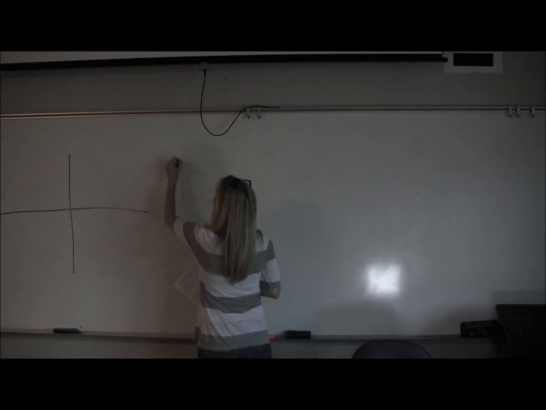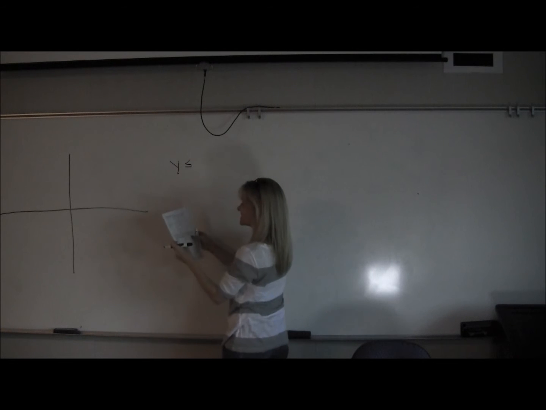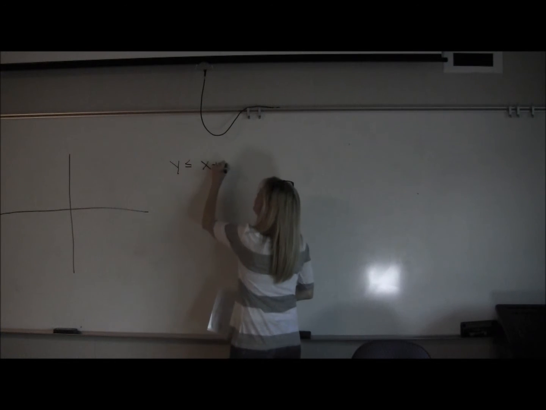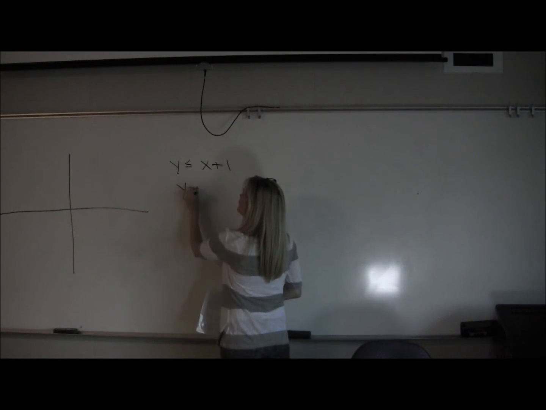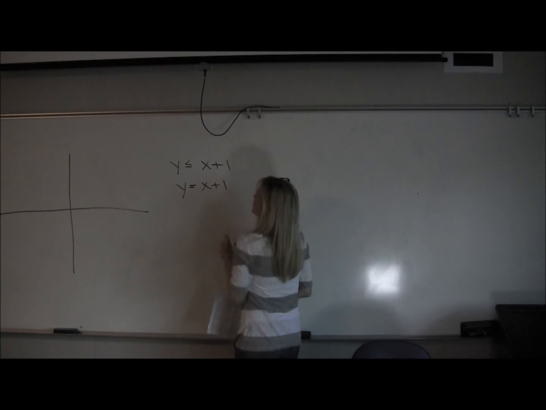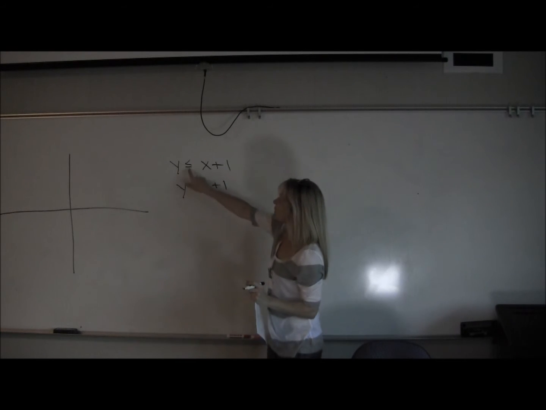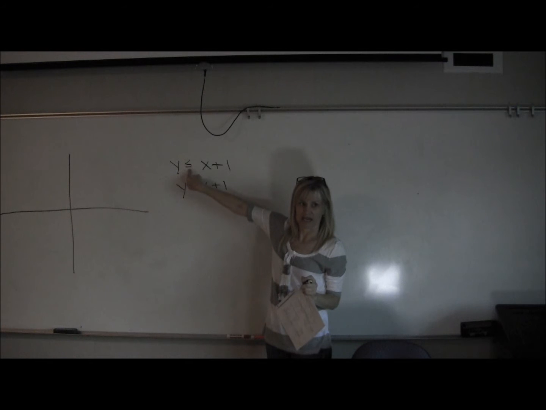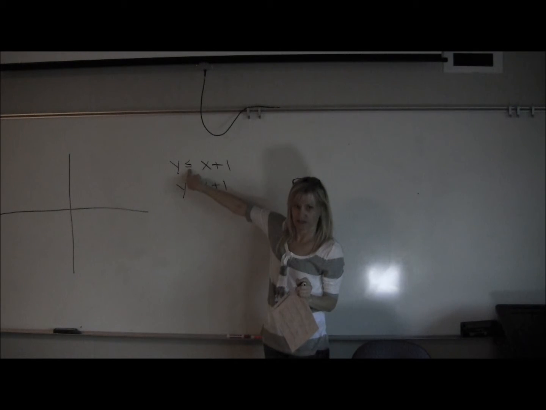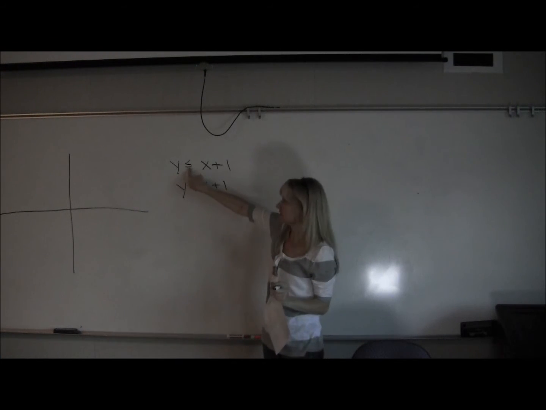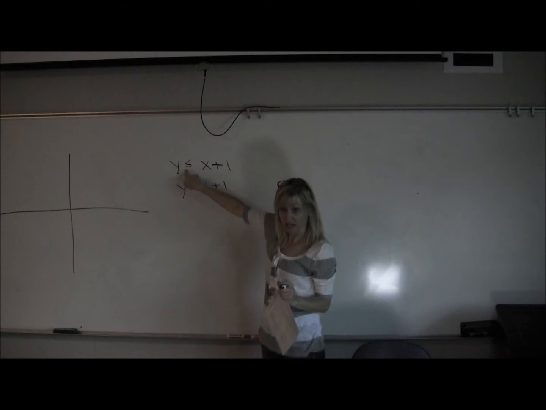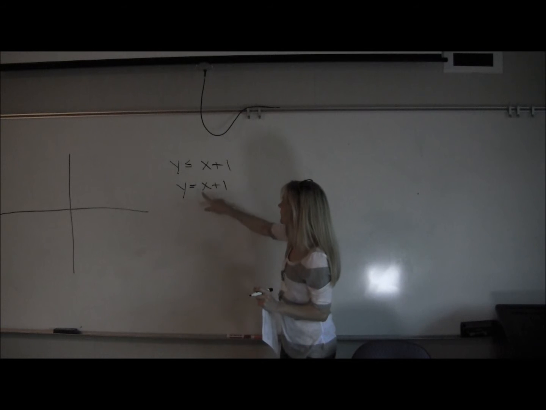So your inequality is y is less than or equal to x plus 1. So your boundary line is y equals x plus 1. So we're going to graph this line. Now we're going to graph it as a solid line because we know our boundary line is included in our solution because this is less than or equal to. If this were just less than, it would be a dotted line. So, I'm going to graph a solid line here.